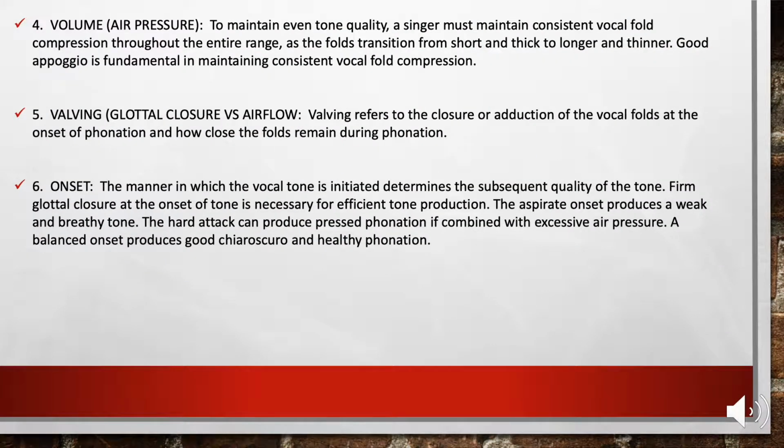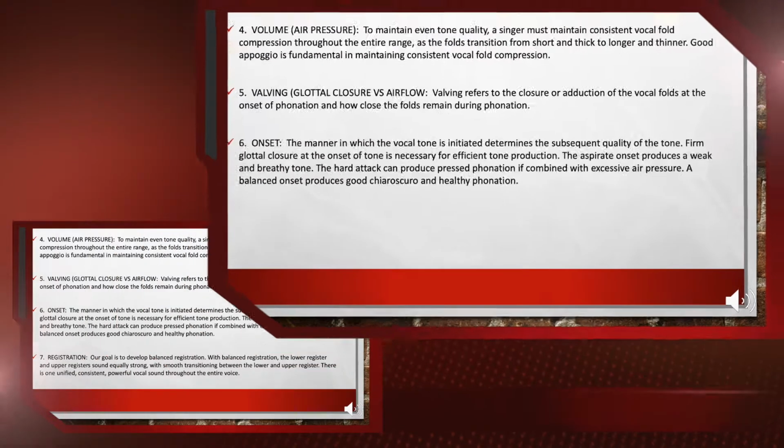The manner in which vocal tone is initiated determines the subsequent quality of the tone. Firm glottal closure at the onset of tone is necessary for efficient tone production. The aspirate onset produces a weak and breathy tone. The heart attack can produce pressed phonation if combined with excessive air pressure. A balanced onset produces good chiaroscuro and healthy phonation.